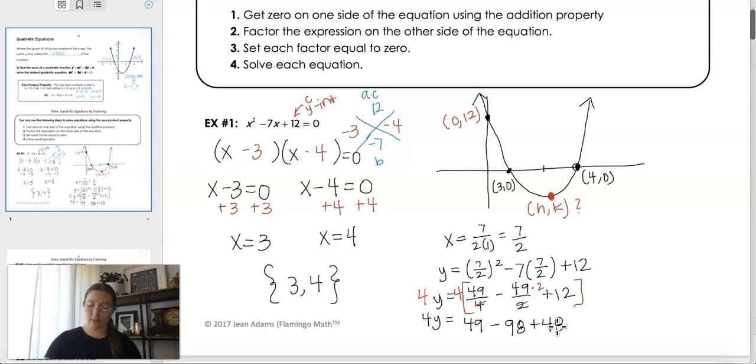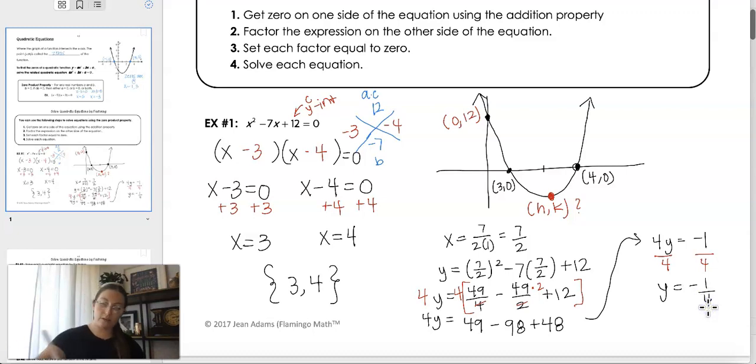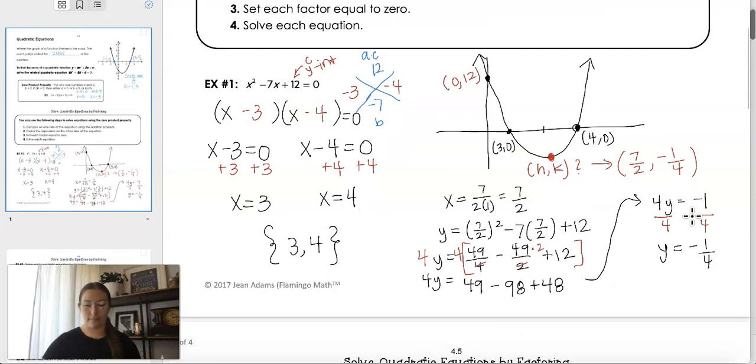All right, so when this is said and done, let's keep going. We're going to get 4y equals -1. Divide each side by 4. So now we're going to get y equals -1/4. So this vertex would be at 7/2, -1/4. Both of those numbers make perfect sense. So just make sure this makes sense, and let's move on.